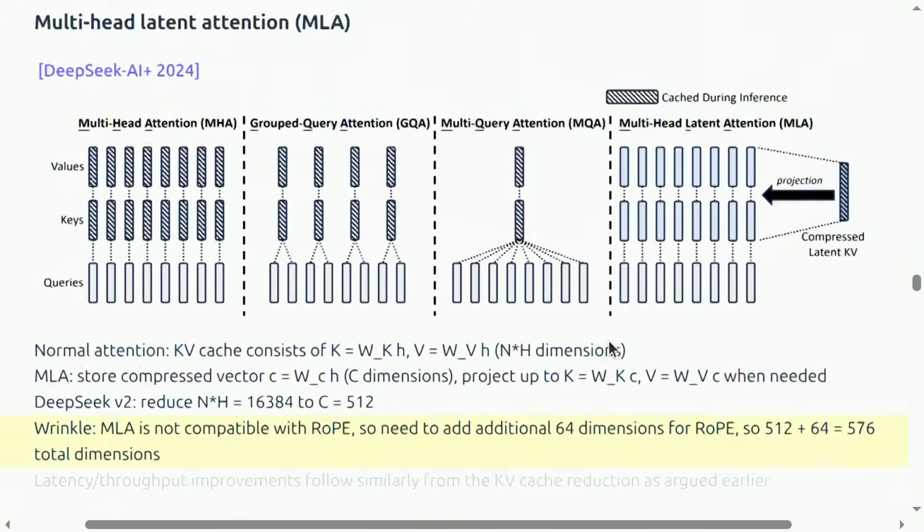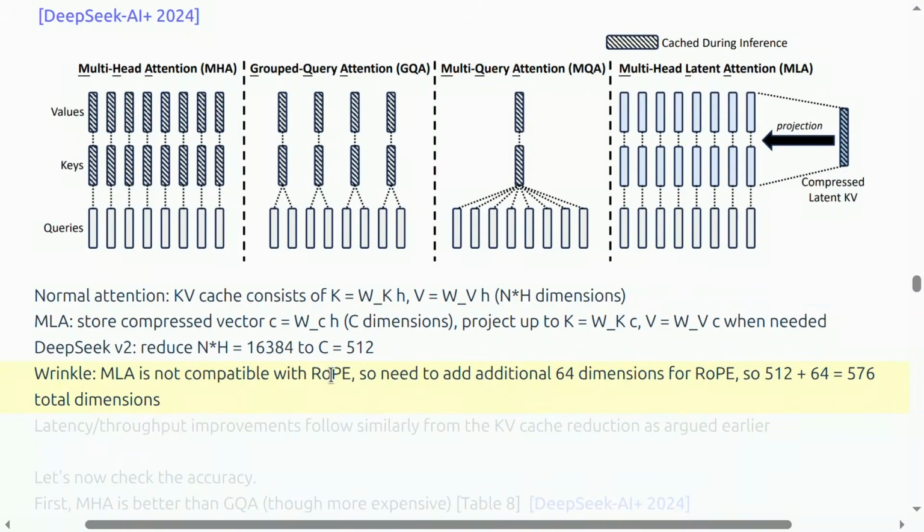So there is one wrinkle here, which is that MLA is not compatible with RoPE, which operates directly on the keys and values. So what they do is add additional dimensions for handling the RoPE. But more or less, it's still a pretty big reduction. So the latency and throughput improvements follow by just simple math. The smaller the KV cache, the faster you go. Okay, it's almost kind of linear scaling up until some point.